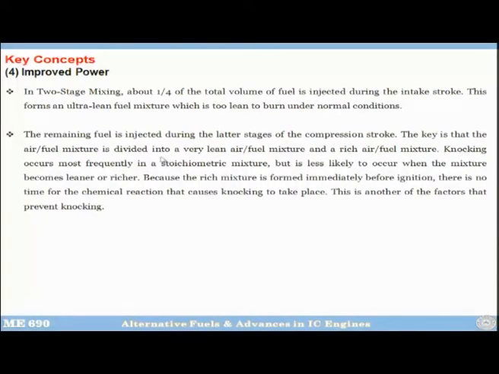Okay. Knocking occurs most frequently in a stoichiometric mixture, but it is less likely to occur when the mixture is either lean or rich. So, knocking can be avoided because the rich mixture is formed immediately before the ignition. There is no time for the chemical reactions that cause knocking to take place. Mixture formation takes place at the right time, close to the spark plug when you want it. It is not present all the time; it reaches the spark plug only when you are about to apply the spark. So, there is no time for chemical reactions and knocking can be prevented. This is another factor that prevents knocking.